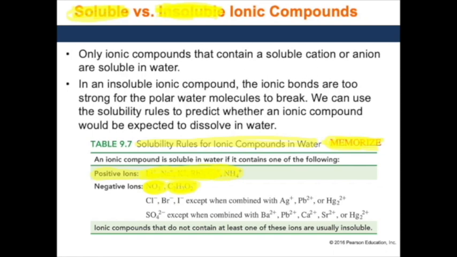Similarly, all chlorides, bromides, and iodides are going to be soluble, but there are some exceptions here, which are silver, lead 2+, and mercury. So if it is silver chloride, it will be insoluble. If it is lead 2 chloride, that would be insoluble. If it is silver with iodine, all iodides are soluble except when it is with silver, with mercury 2+ or lead 2+.